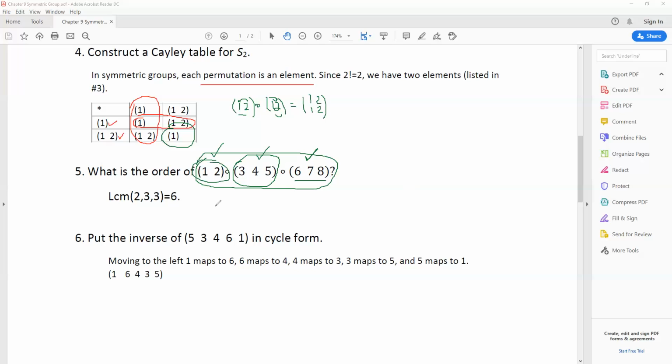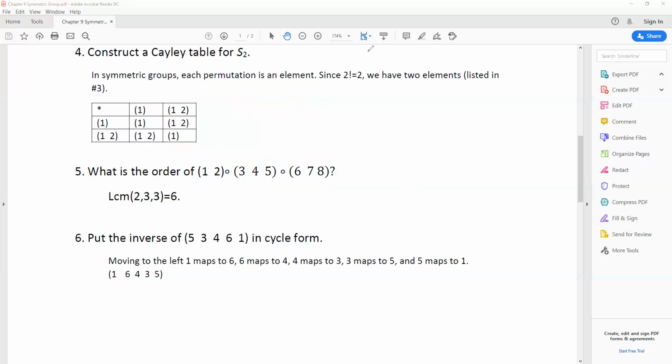So if you take (1 2)(3 4 5)(6 7 8) and raise this to the power of 6, the first 2 times you multiplied it together would push the (1 2) to the identity. And then if you do a third time, it would push the (3 4 5) and the (6 7 8) to the identity, but it would undo what you accomplished with (1 2). To get all of these to go back to the identity, you would have to do it 6 times.